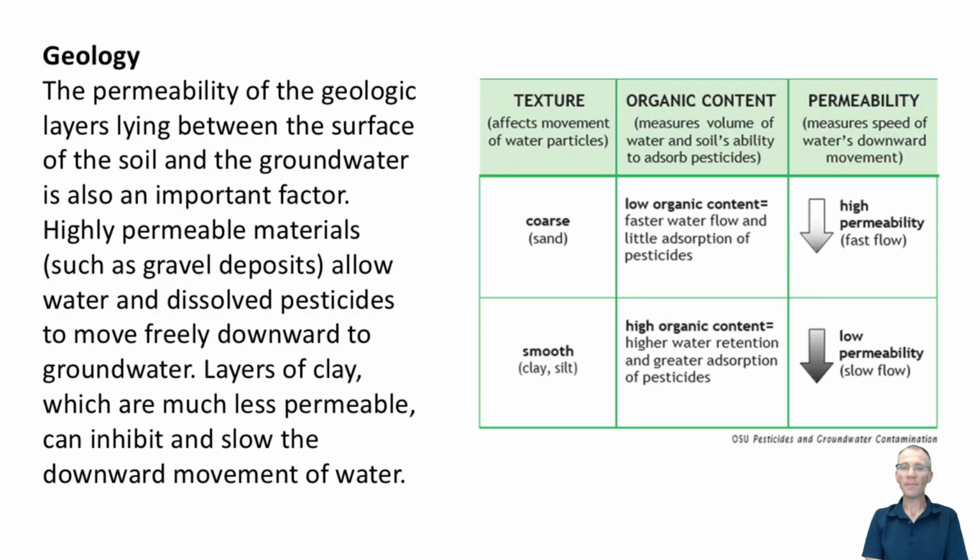Geology. The permeability of the geologic layers lying between the surface of the soil and the groundwater is also an important factor. Highly permeable materials, such as gravel deposits, allow water and dissolved pesticides to move freely downward to groundwater. Layers of clay, which are much less permeable, can inhibit and slow the downward movement of water.